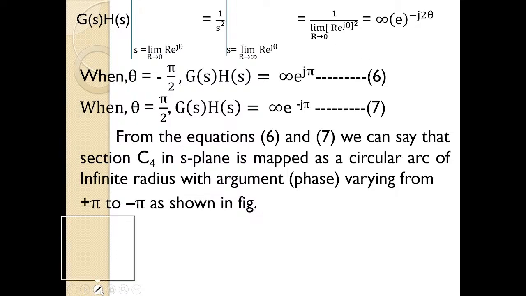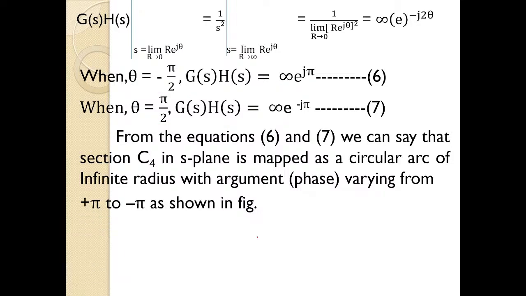Now substitute theta equal to minus pi by 2 and theta equal to plus pi by 2. If you substitute theta equal to minus pi by 2 and theta equal to plus pi by 2, then you will get magnitude infinity and e power j pi. And for theta equal to plus pi by 2, magnitude infinity, e power minus j pi. So theta is varying for g of s h of s on the contour for the C4 section: its magnitude is infinity, and theta will vary from plus pi to minus pi.